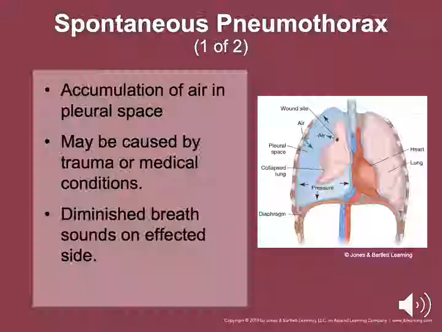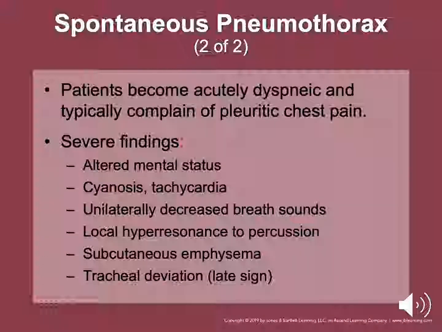Patients become acutely dyspneic and complain of pleuritic chest pain, so it's worse during breathing or with certain movements of the chest wall. The patients may present with subcutaneous emphysema. That's a snap, crackle, pop, usually in the skin or just up under the skin. It usually occurs in the neck area down to the upper shoulders. And also, breath sounds are absent or decreased on the affected side. Patients become acutely dyspneic and typically complain of pleuritic.